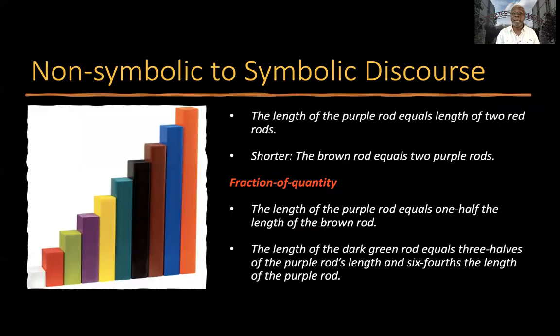And they begin to use language to talk about things. The length of the purple rod equals the length of 2 red rods. Or in a shorter form, the brown rod equals 2 purple rods. And in terms of fractions of quantity, the length of the purple rod equals 1/2 the length of the brown rod, or the length of the dark green rod equals 3/2 of the purple rod's length and 6/4 of the length of the purple rod.